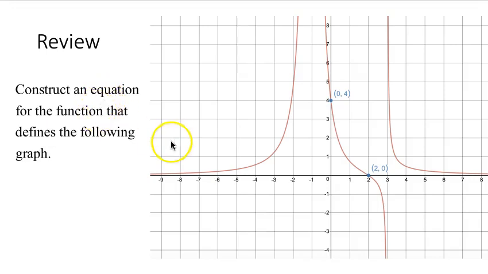Here's the first review question I want you to look at. Construct an equation for the function that defines the following graph. Notice we have a vertical asymptote here of one type, and a vertical asymptote here of another type. X-intercept at (2, 0) and y-intercept at (0, 4).